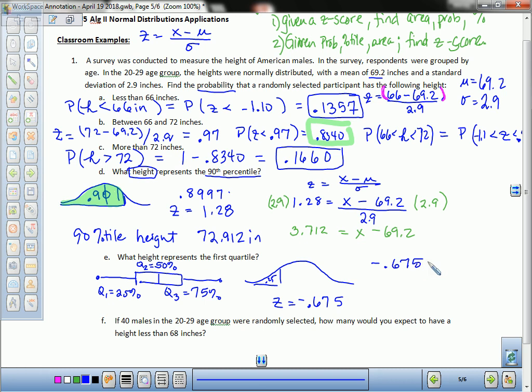Now we're going to actually find the data. So we're looking for x. We do negative 0.675 times 2.9, and then we add 69.2 to that. And so this lower quartile, the height that represents that lower quartile, would be 67.2425.